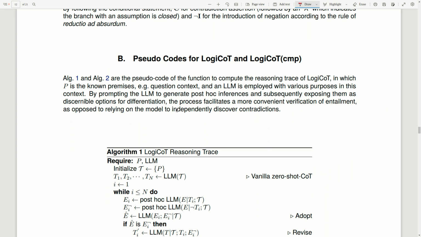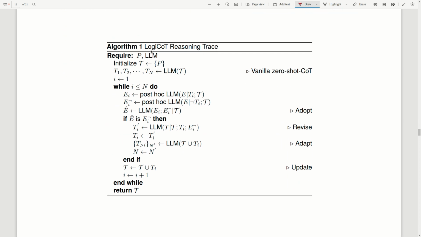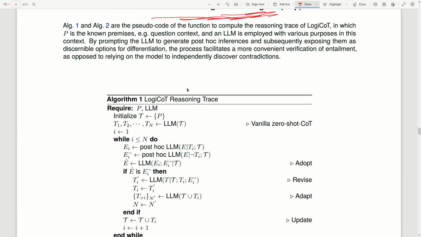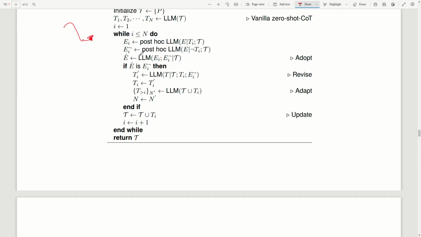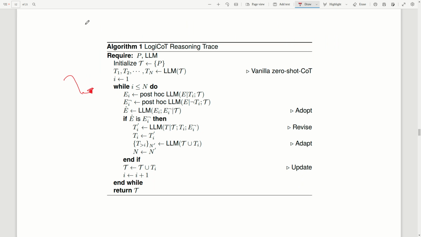And here they are providing the pseudocode for logical chain of thought. The first algorithm is logical chain of thought reasoning trees, that is, how we trace the path in the reasoning chain of thought. And the second is composing logical chain of thought, which is basically a variant of this. I will explain these algorithms very briefly.